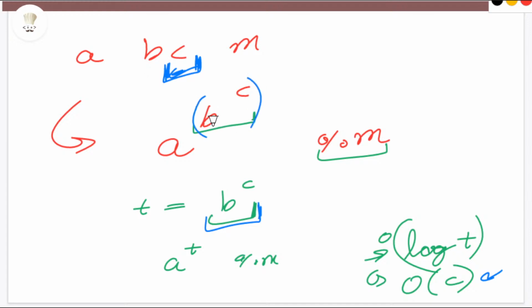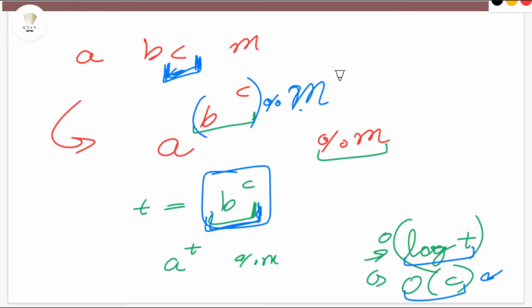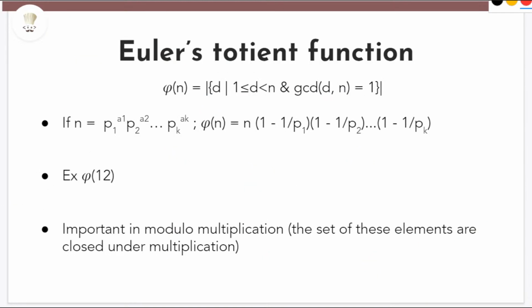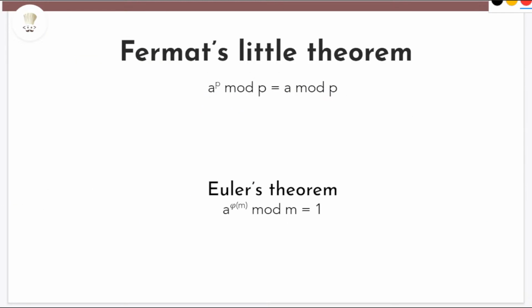If we can calculate b to the power c modulo m, then that would help us. Then this number would not be so big. This log t is coming out to be big O of c because t is very big, right? b to the power c can be very big. We do not want b to the power c to be big, so we can calculate b to the power c modulo something. But what would that something be? Would it be just m? No, it would not be just m. It would be something else, and that is given by Fermat's little theorem, right?